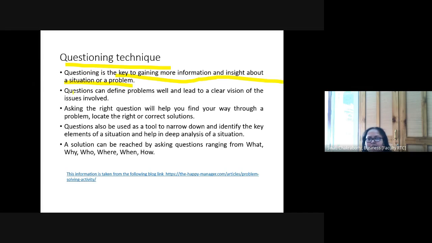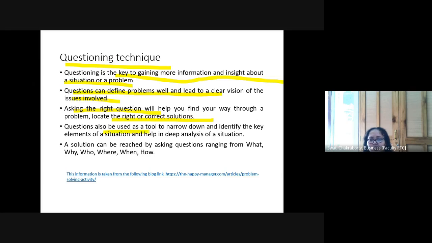Now, questions can define problems well, and they can lead to a clear vision of the issues involved. If you have the right kind of question, that can actually help in defining what exactly your problem is. And once you have the right problem, that helps you have a better, clearer idea of the issues involved and what has to be solved. So asking the right question will help you in finding your way through a particular problem. You can locate the correct solutions.